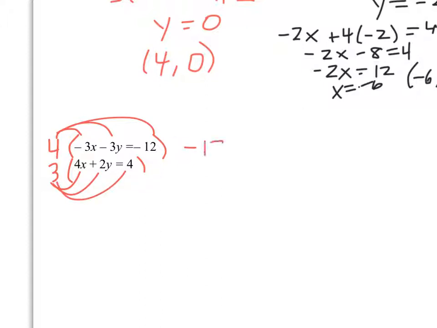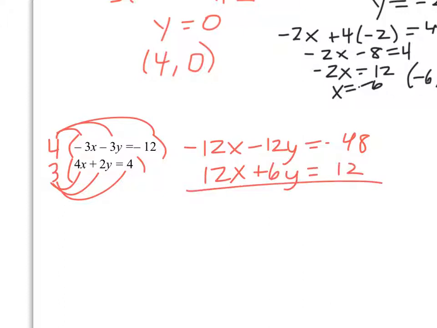So I get negative 12x minus 12y equals negative 48. Then 12x plus 6y equals 12. Now I already have it, so the x's are going to cancel. So I get negative 6y equals negative 36, which leaves me with y equals 6.